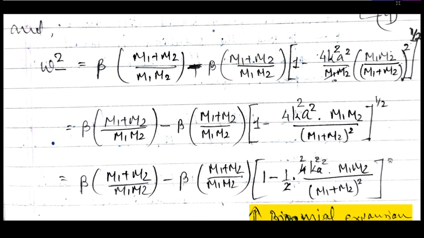So the power I am removing here by using the binomial function. So as you know, it becomes 1 minus x, then it becomes 1 minus 1 by 2 factorial x square. So that logic will give me the relation something like this.